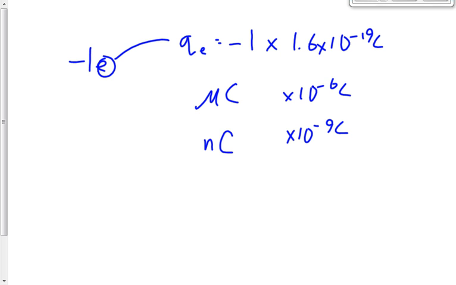What's the charge of a proton, by the way? Good. Positive 1 elementary charge, or positive 1.6 times 10 to the minus 19 coulombs. Finally, what's the charge of a neutron? 0, right? It's neutral. Yeah, that's why it's called a neutron. All right.